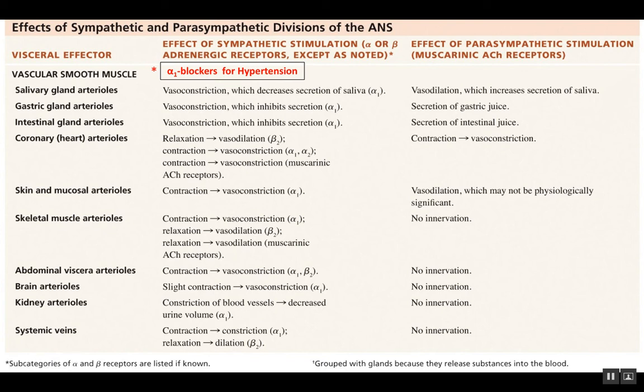Okay, so that brings us to the end of the autonomic nervous system. It's not a long PowerPoint, but it's chock full of very useful information moving forward.